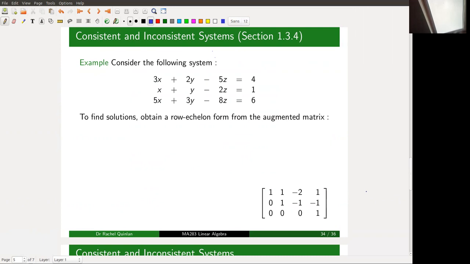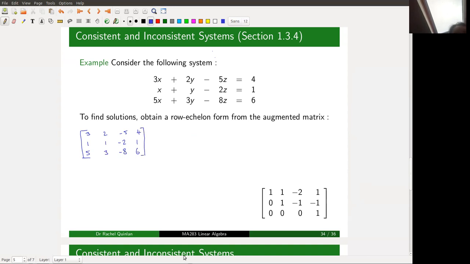So we would do the obvious thing. We'd apply elementary row operations to the augmented matrix to get a row echelon form, or preferably a reduced row echelon form if we want to. But let's see what happens when we do that. So our augmented matrix has 3, 2, minus 5, 4 in its first row, 1, 1, minus 2, 1 in its second, 5, 3, minus 8, 6 in its third.